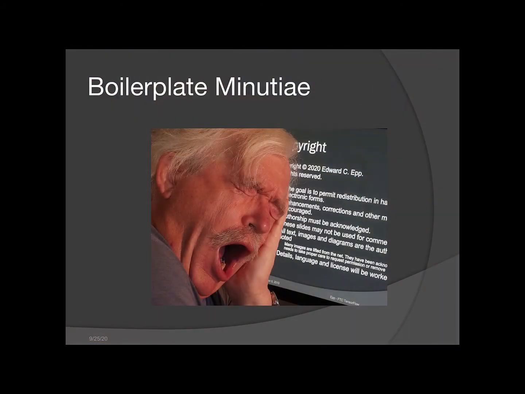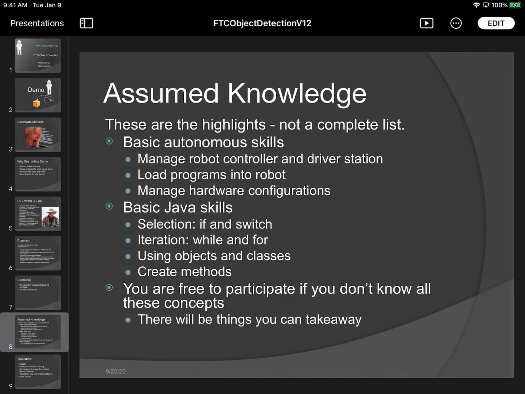Let's skip over some uninteresting boilerplate slides. For this tutorial, I'm going to assume that there are some things you know how to do. For example, I'm going to assume that you know how to write a Java program and load it into an FTC robot and get it to run. I'm also going to assume that there's some things about Java that you know. For example, I expect that you'll be able to write a program that will make the robot run forward until it reaches a line using a light sensor, for example.